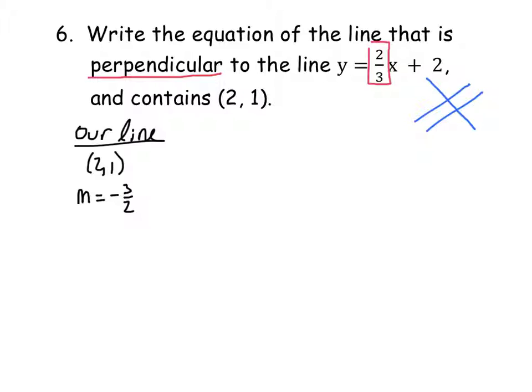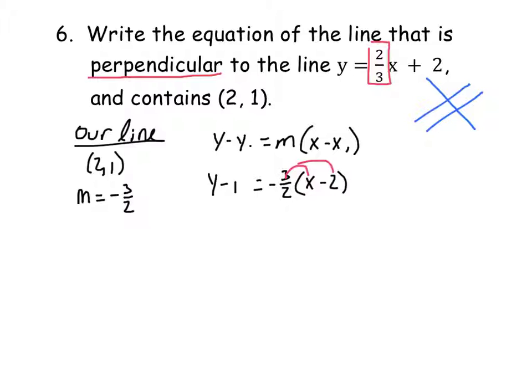So if we work this by point-slope, and again, you could use slope-intercept form if you want to, point-slope is y minus y sub 1 equals m times x minus x sub 1, and we use our slope and our point that they give us. So y minus 1 equals negative 3/2 times x minus 2. We need to distribute the negative 3/2.